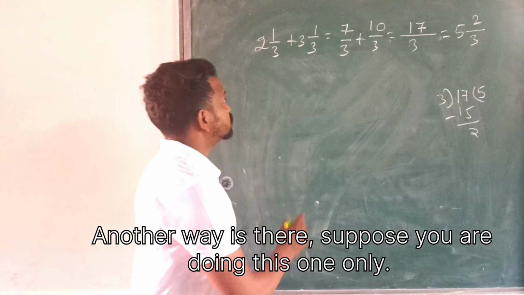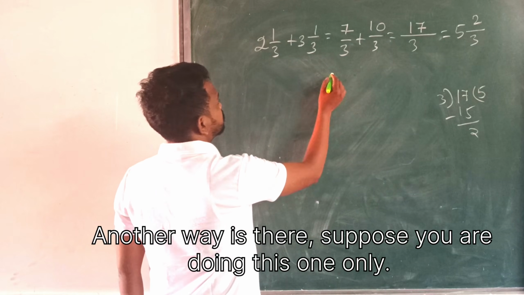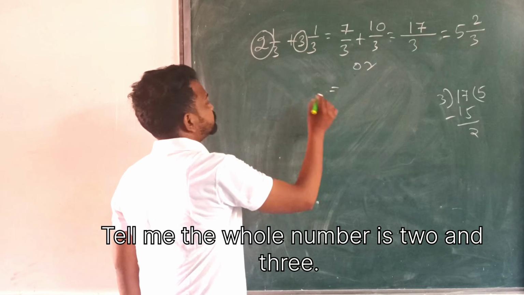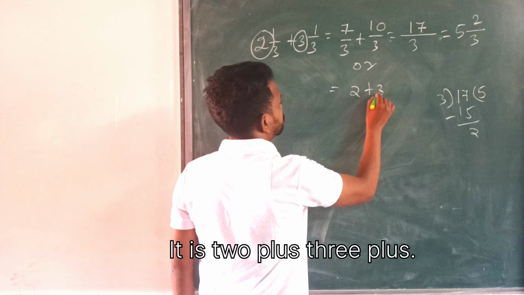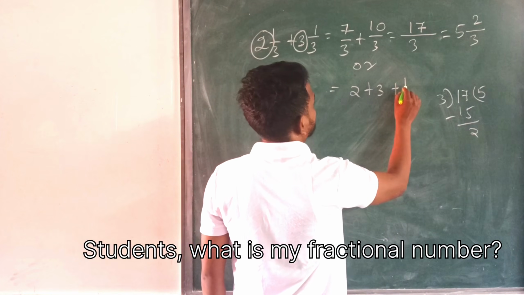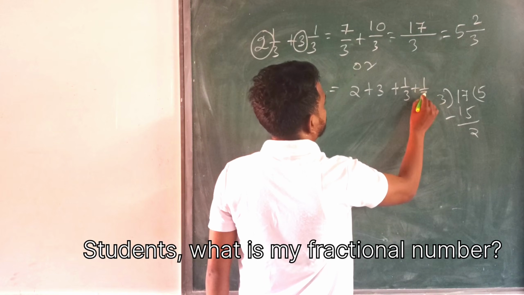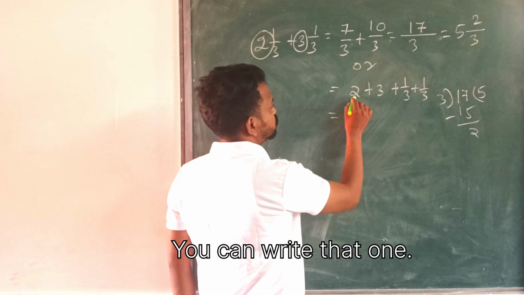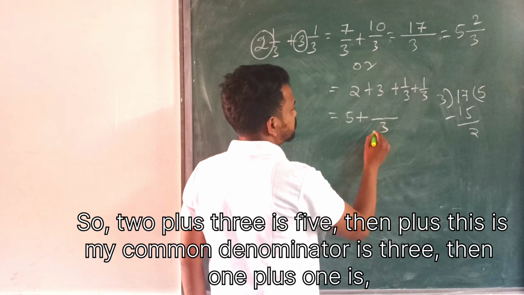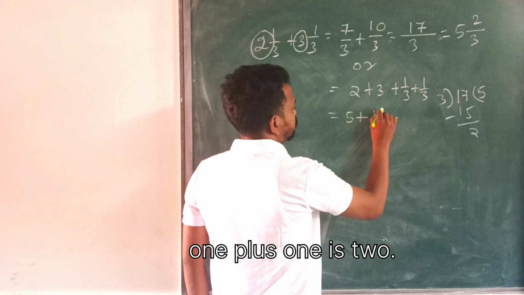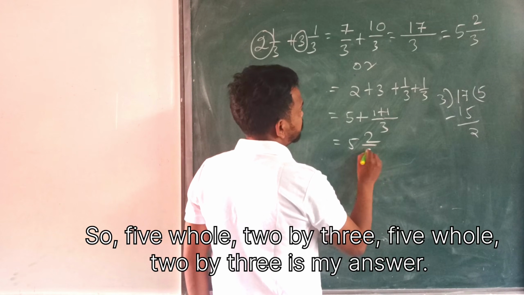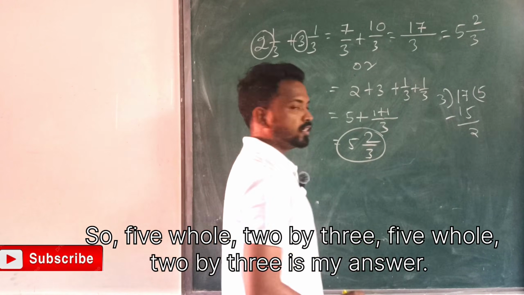Another way is there. Suppose you are doing this one only. Take the whole numbers 2 and 3, that is 2 plus 3, plus. Students, what is my fractional number? You can write that one. So 2 plus 3 is 5, then plus, the common denominator is 3, then 1 plus 1 is 2. So 5 whole 2 by 3 is my answer.